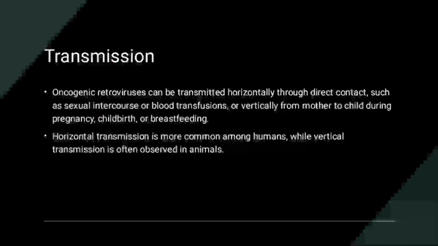Transmission of oncogenic retroviruses. Oncogenic retroviruses can be transmitted horizontally through direct contact such as sexual intercourse or blood transfusion, or vertically from mother to child during pregnancy, childbirth, or breastfeeding. Horizontal transmission is more common among humans, while vertical transmission is often observed in animals.